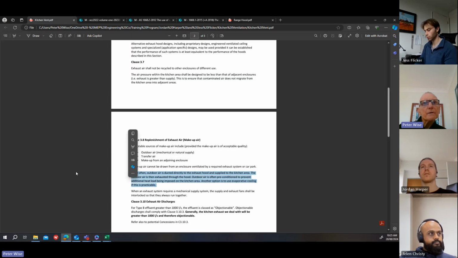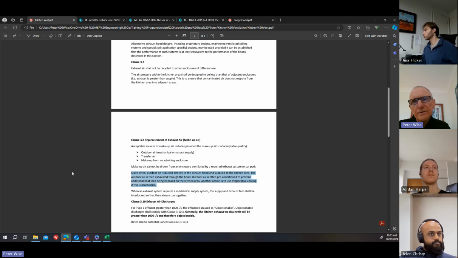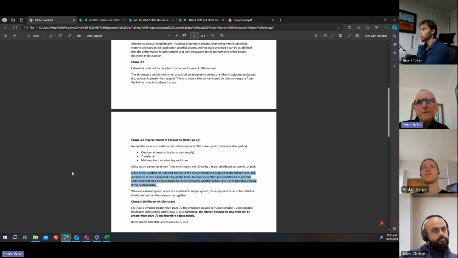Now, as I mentioned, quite often outdoor air is ducted directly to the exhaust hood and supplied into the kitchen area. So this can be done in a number of ways. If you're using an alternative design, a proprietary type kitchen exhaust hood, quite often they are supplied with supply air facilities as well as exhaust air. So you've got a section where air is supplied in, it goes straight into the hood and gets exhausted out. So that's providing your makeup without using air from the room. You still require a bit of makeup to maintain a negative pressure.